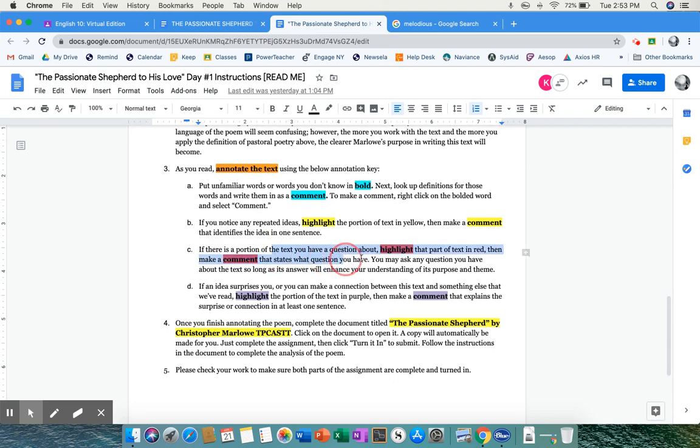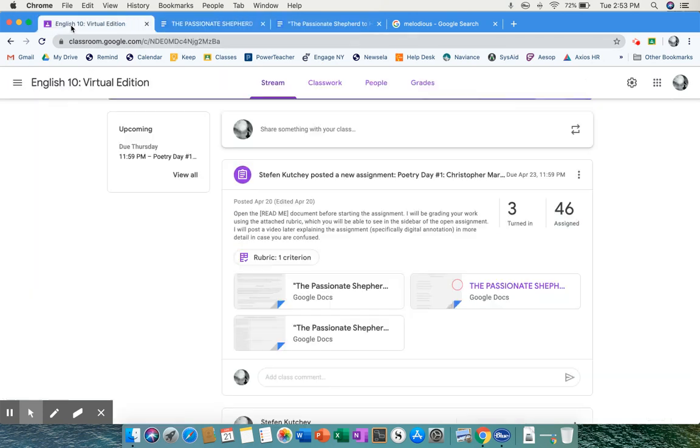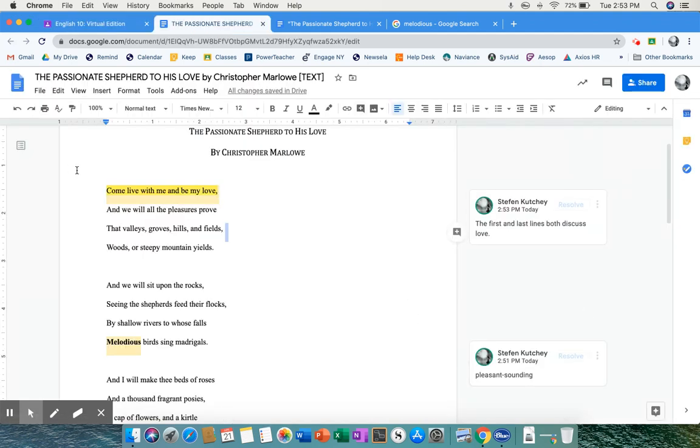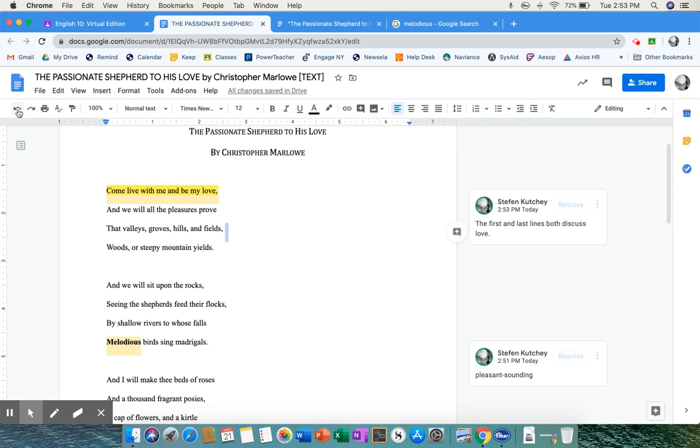If there's something you have a question about, you highlight it in red and comment what the question is. Then if something surprised you, or you made a connection between this text and something else that we've read this year, highlight in purple, then make a comment that explains it. Once you're done, then boom, this is done. Remember, when you click on yours, it makes a copy for you, so then you're just going to turn this in. When you're done with that, let me undo all these changes.